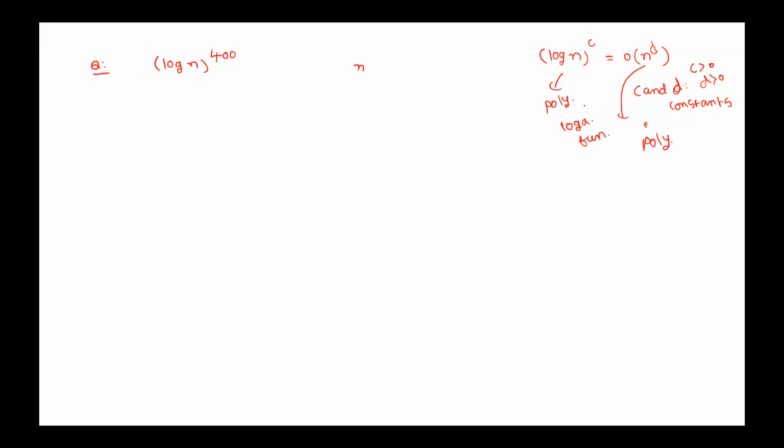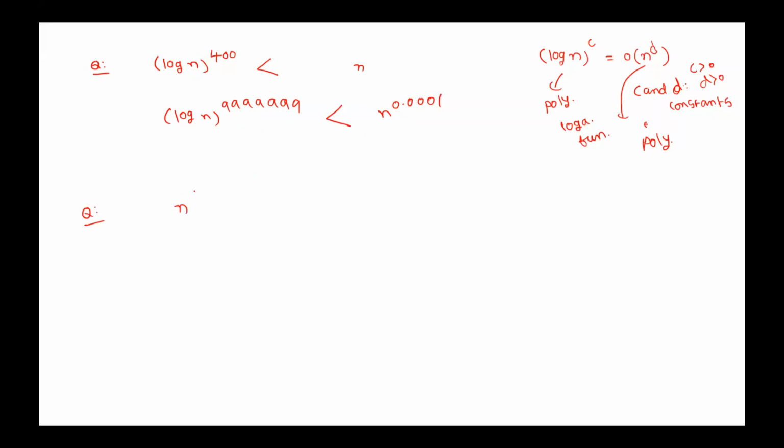So the order of growth of a polylogarithmic function is very small when compared with the order of growth of a polynomial function. Out of this, which has lower order of growth? Log n power 400. One algorithm is like this, another one is n power 0.00001. Which is the faster algorithm? Log n power 999 is very small when compared with this. That means this is faster. Is that okay?